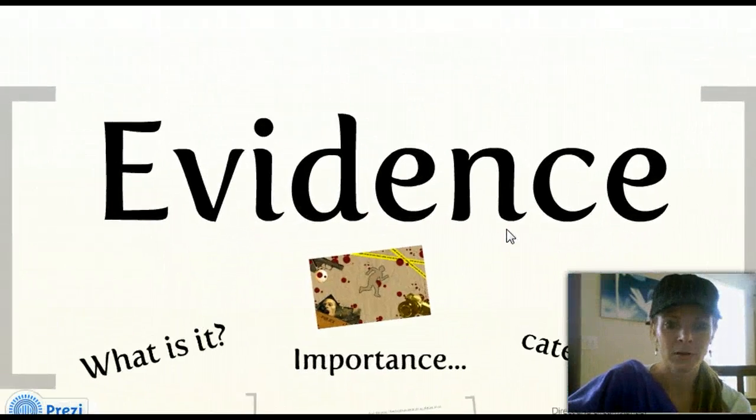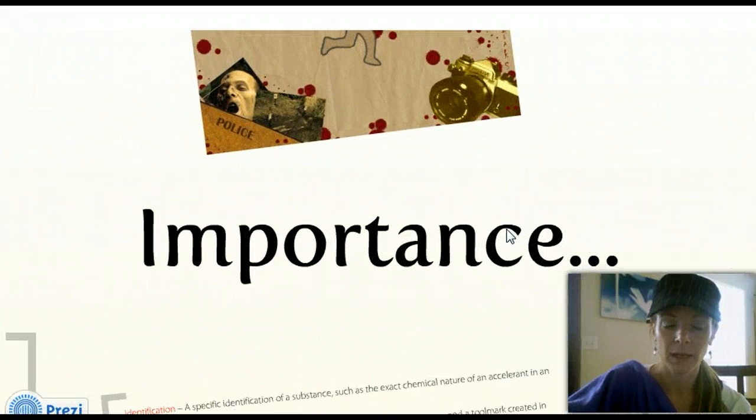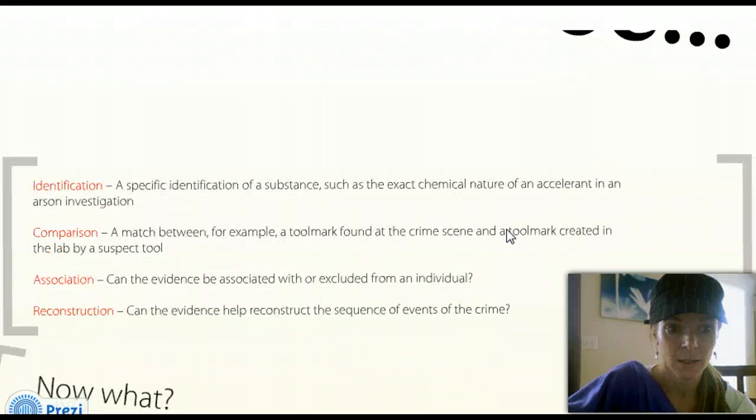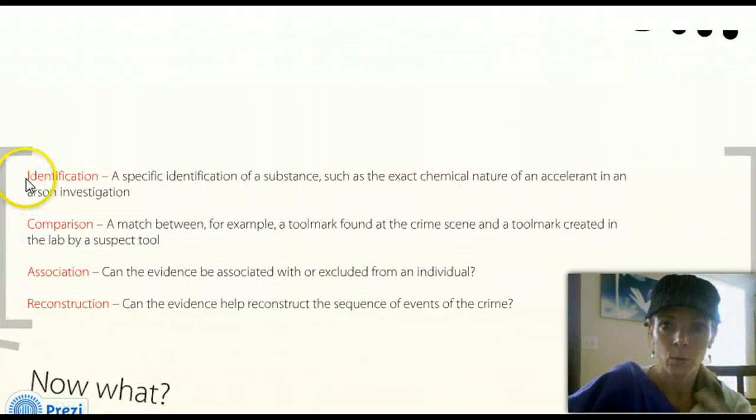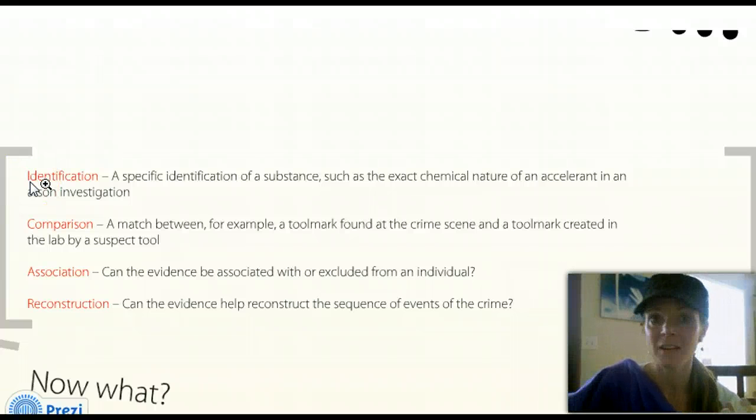All right, now moving back, let's talk about the importance now, okay? Because the importance of evidence is pretty huge, right? So I'm going to go through each of these real quick. One of the main importances is identification, right? We want to know who this evidence belongs to, whether it's blood, a gun, hair, you name it. So a specific identification of a substance, such as the exact chemical nature of an accelerant in an arson investigation, helps identify things. And that helps identify what the crime was, who the victim was, who the person that committed the crime was. So all these different types of identification come from the evidence, okay?